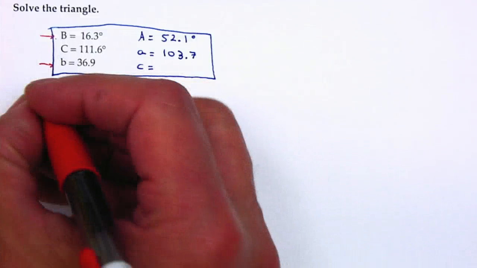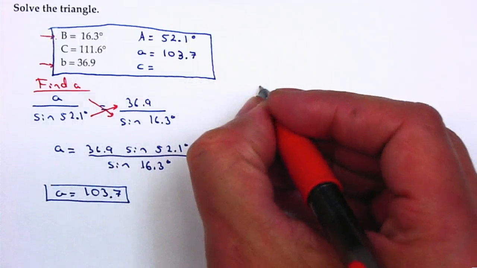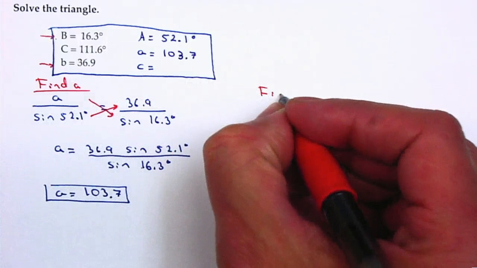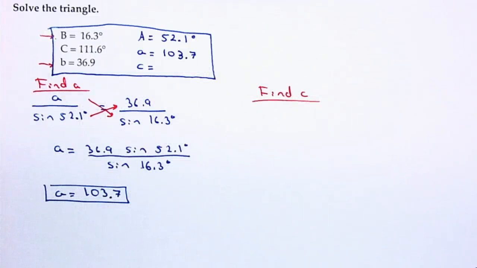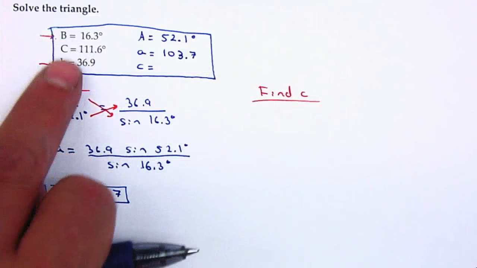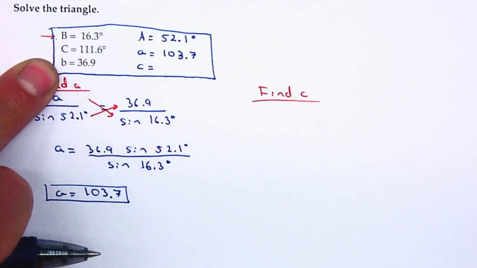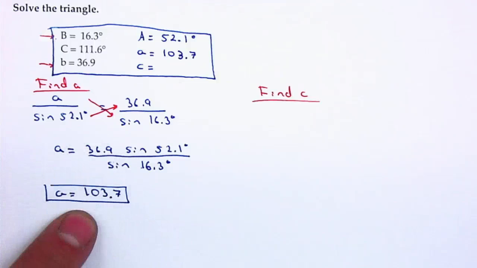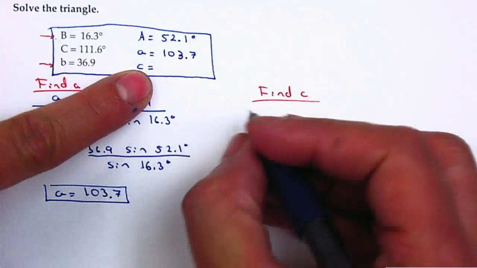Now I'm looking for side C. So this was to find A. Now we're going to use the law of sines again, and we're going to find C. I prefer to use the angle B and side B that they gave me, just in case I made a mistake in here, it will not get carried over to my next equation. We're looking for C.